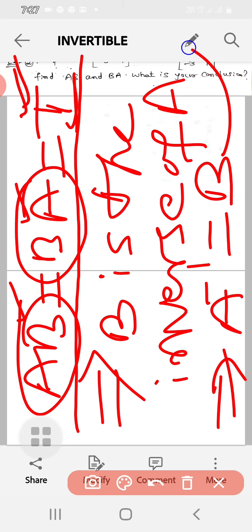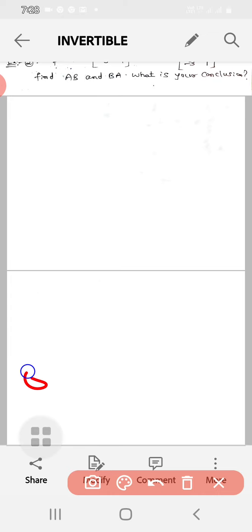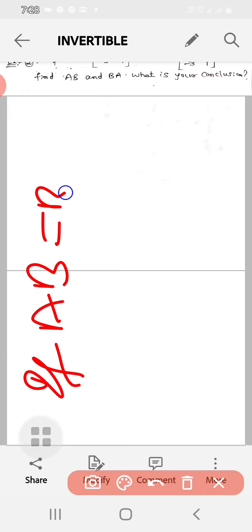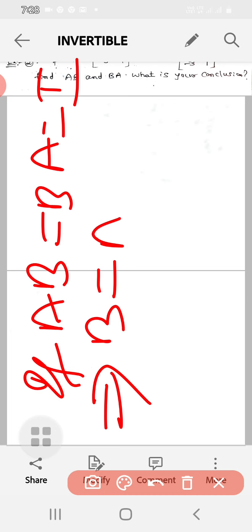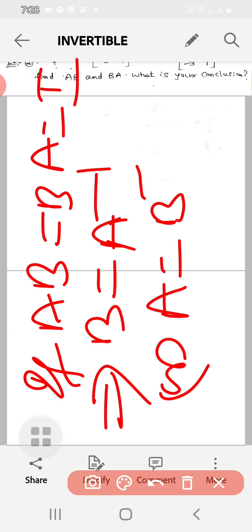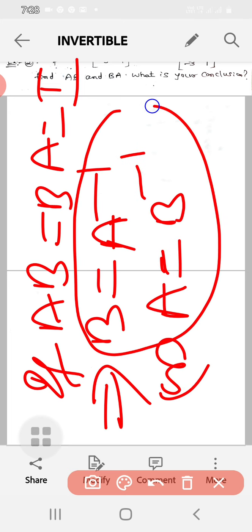A inverse is equal to B means this condition should be satisfied: AB is equal to BA is equal to I. B is the inverse of A. Or if AB is equal to BA is equal to I, then A is the inverse of B, also B is the inverse of A. So one matrix is the inverse of the other.